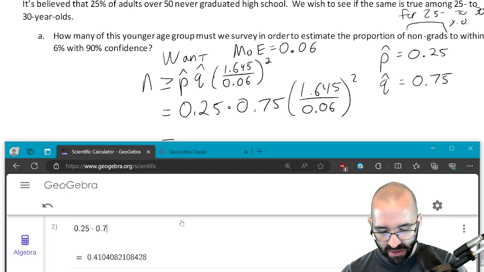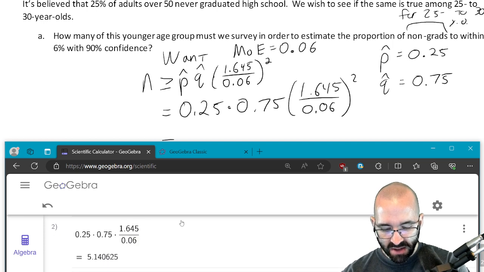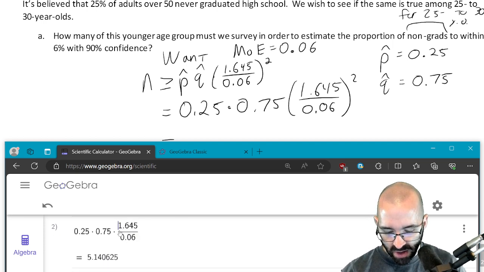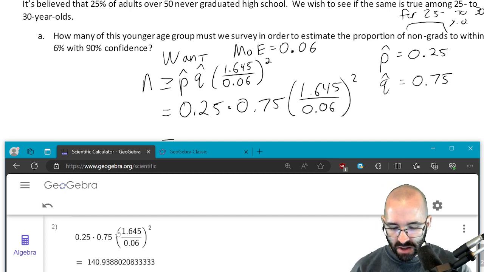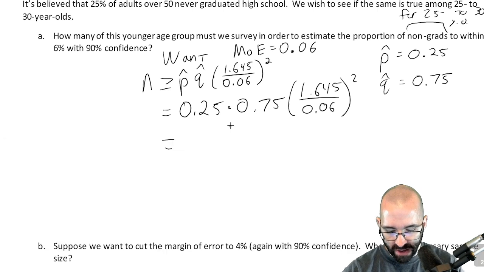0.25, 0.75, 1.645 over 0.06. Oops, I need those parentheses. Squared. Press enter and we get 140.93. It's about 140.9.